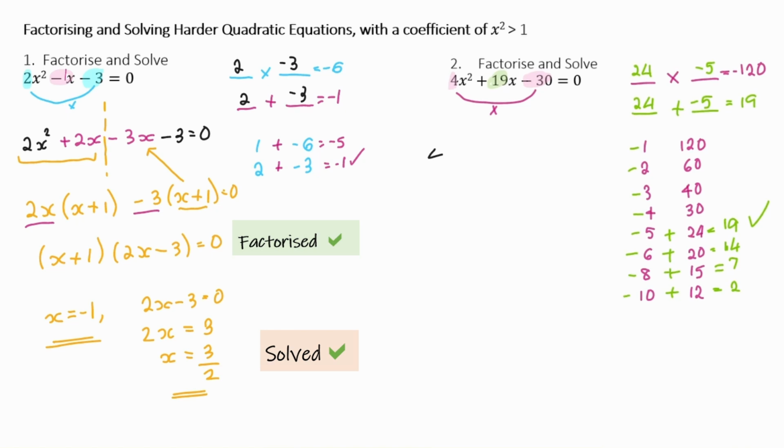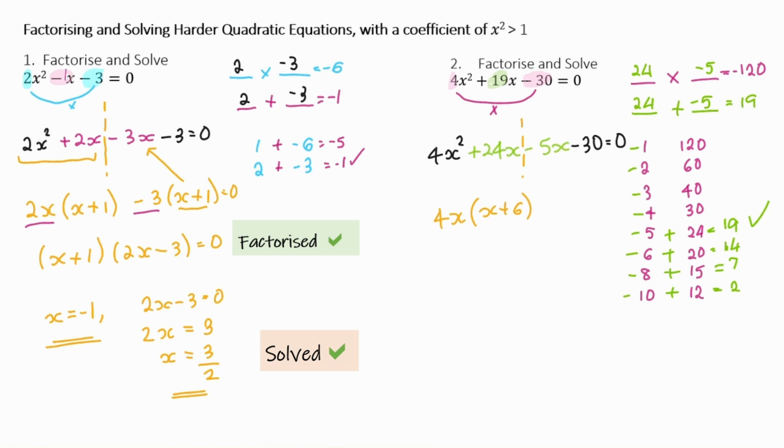We can now write this equation as 4x squared, and we can break up the 19x into its sum, which is plus 24x minus 5x, and we keep the minus 30 as it is. We then split the equation into half, and we factorize the first part of the equation. So the common factors in 4 and 24 are 4, and the common factors between x squared and x is x. We then open the bracket and look at what we did to 4x in order to make it 4x squared. So in order to make 4x into 4x squared, we have multiplied it by x. And in order to make 4x into 24x, we have multiplied it by 6. So we put a plus 6 there.